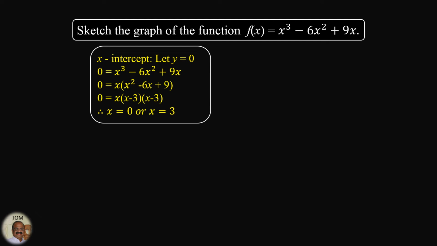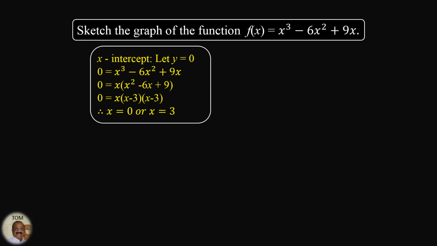Then we factorize very carefully. Here x is common. So we have x square minus 6x plus 9 inside the bracket. Again we factorize. We get x minus 3 times x minus 3. So the values are x equal to 0 or x equal to 3. You can see x minus 3 again, so that the x-intercept at (3, 0) is also a turning point of the graph.